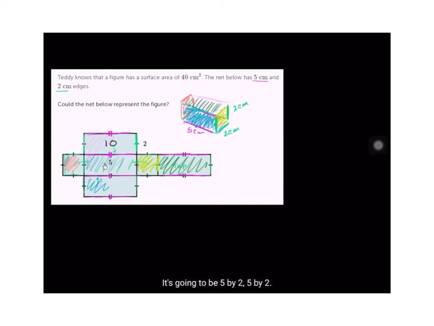Same thing for this one. It's going to be 5 by 2, 5 by 2. This one is 5 by 2. So these are each 10 square centimeters, and so is this one. This is 5 centimeters long, 2 centimeters wide. So once again, that's 10 square centimeters. Now these two sections right over here, they're 2 centimeters by 2 centimeters. So they're each going to be 4 square centimeters.